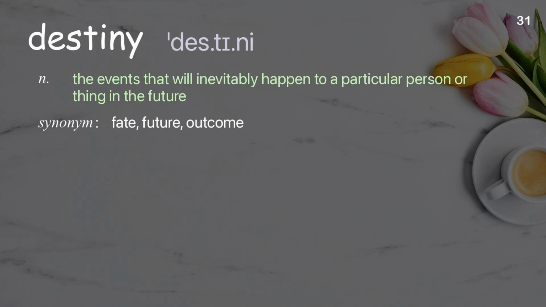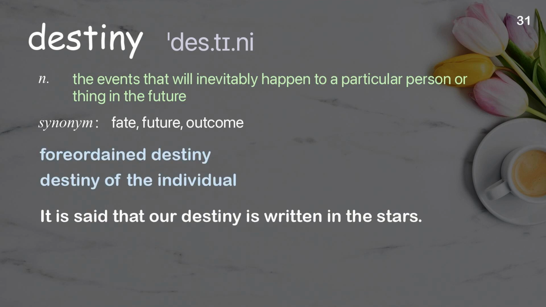Destiny. The events that will inevitably happen to a particular person or thing in the future. Examples: Foreordained destiny. Destiny of the individual. It is said that our destiny is written in the stars.